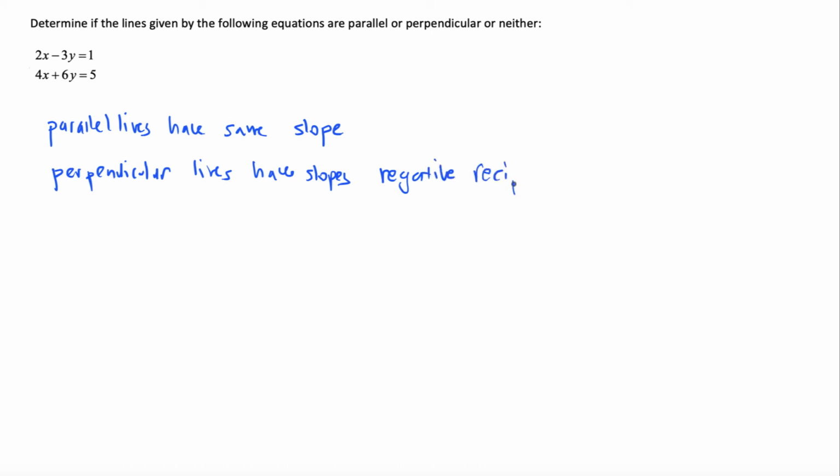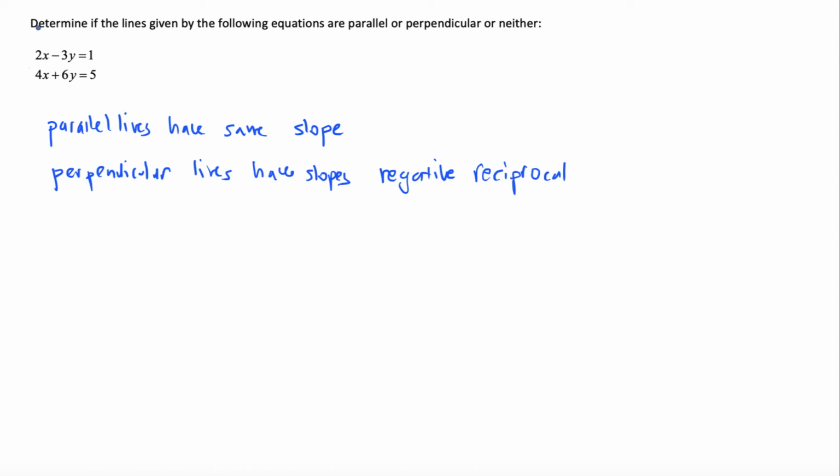So what does it mean if the slopes are negative reciprocals? Well, that means that one should be positive and one of them should be negative. And then the numbers themselves should be reciprocals of each other. Notice that here we have two equations, so what we need to do is determine the slope of each line and then compare them and determine if the lines are parallel or perpendicular or not.